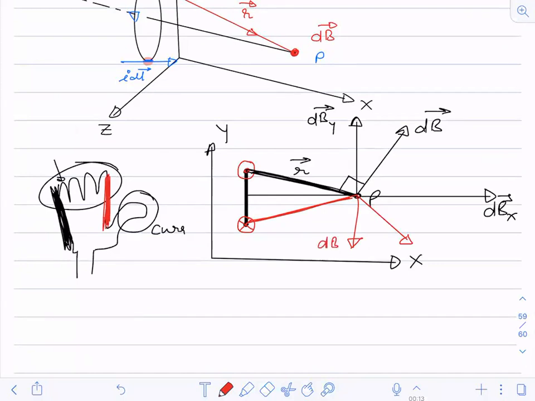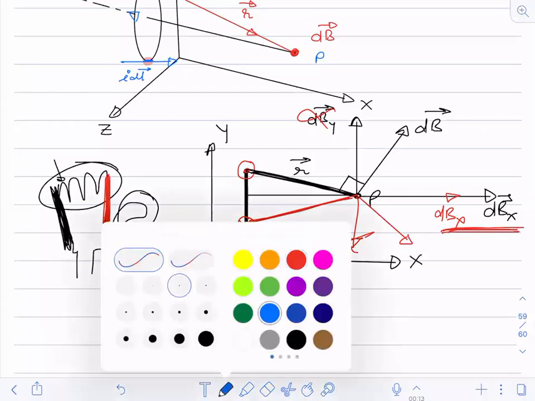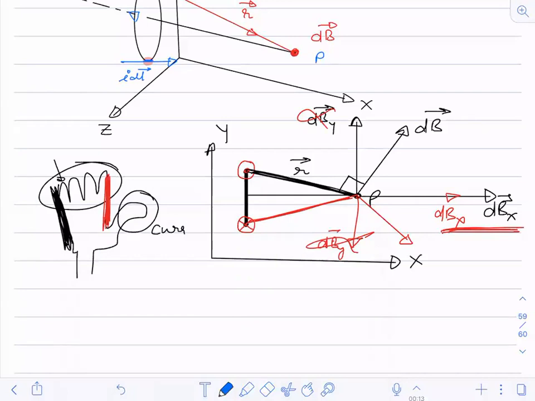This will be dBy, and this will be along dBx. So now both dB along the x-axis will be added. The magnetic field along the y-axis will be cancelled, and along the x-axis they will be added. Understood? This much you have understood: along dBx I have to add, and along dBy it will get cancelled.